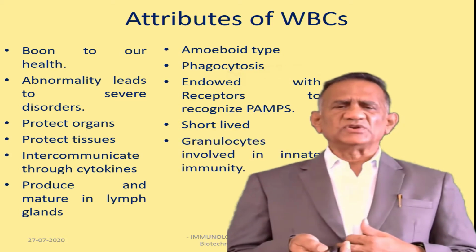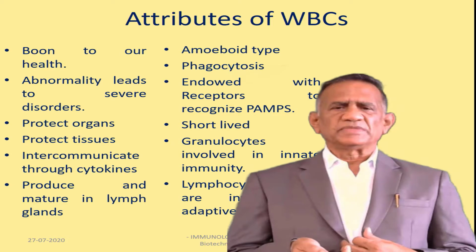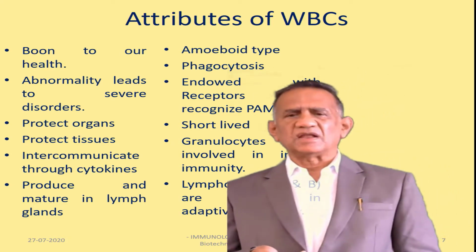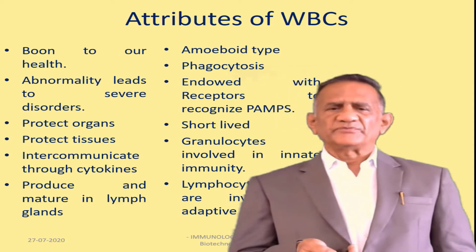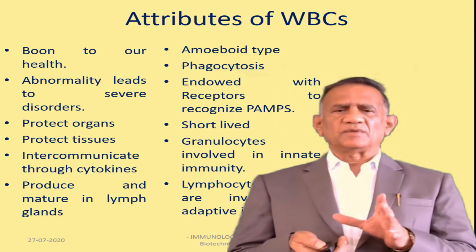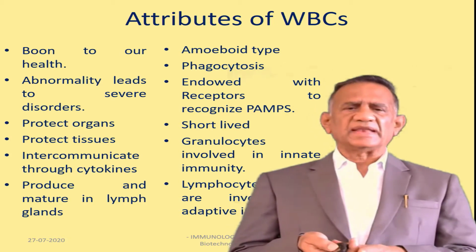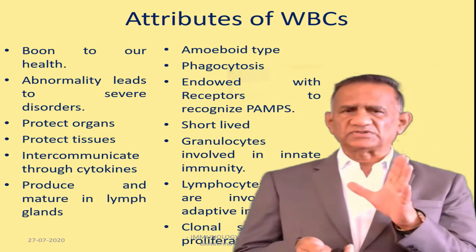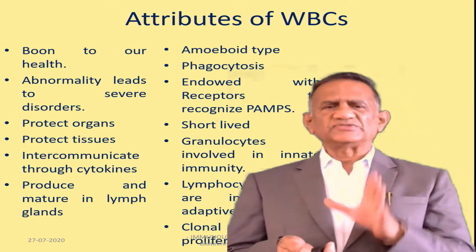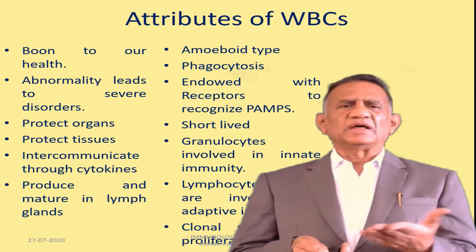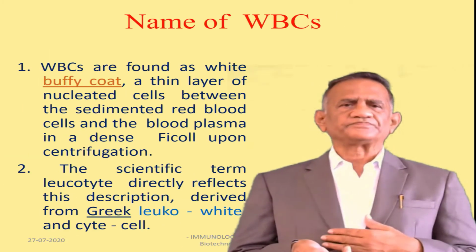And granulocytes are involved in innate immunity. Lymphocytes like T cells and B cells are involved in adaptive immunity. All the cells are not there in both innate and adaptive. A few are exclusively earmarked for innate immunity. A few are predominantly working in adaptive immunity. And clonal selection and proliferation. These are all the attributes of WBCs. They are all enlisted by going through the total of the literature. It is available for you learners in a nutshell now.